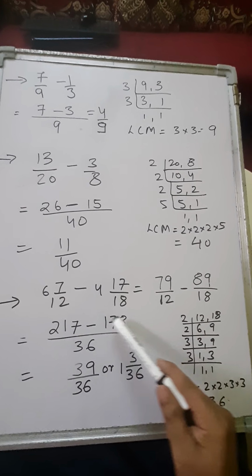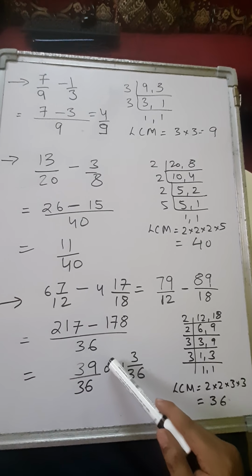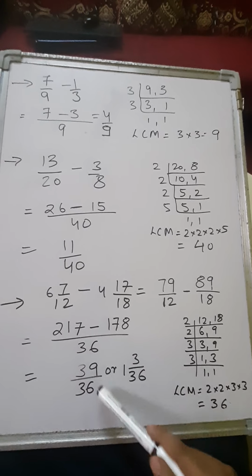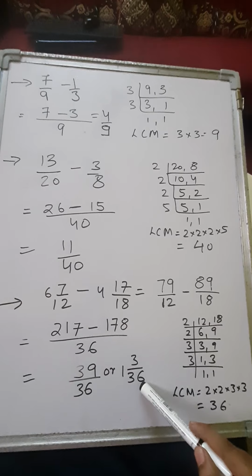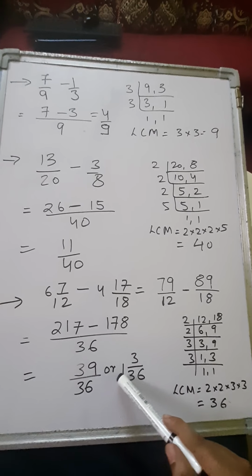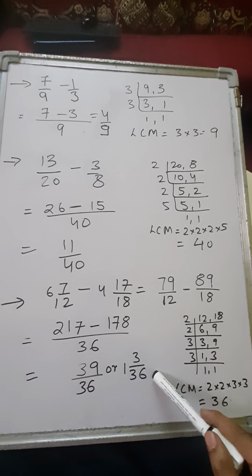And we subtract these two terms, what will we get? 59 upon 36. This is an improper fraction. The numerator is greater than the denominator, so we convert it into a mixed fraction. So the answer will be 1 whole 23 by 36.